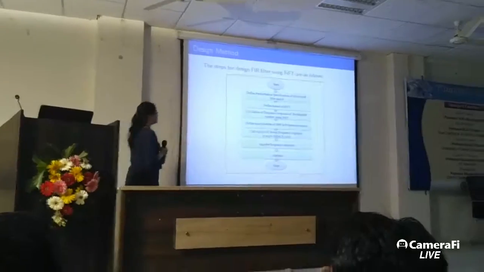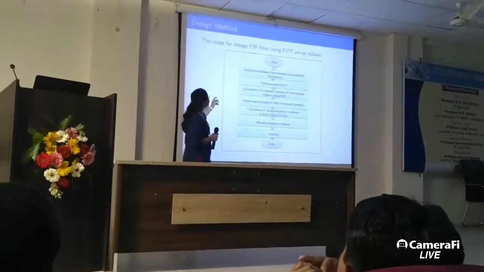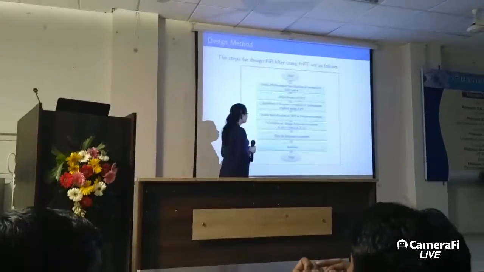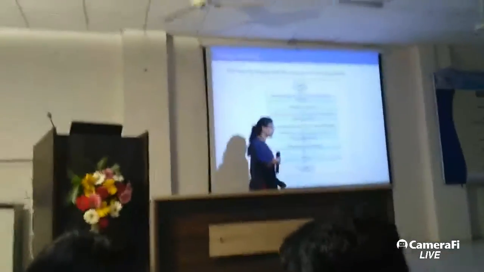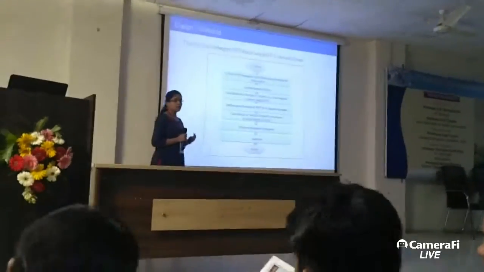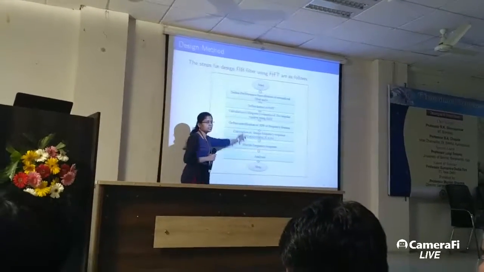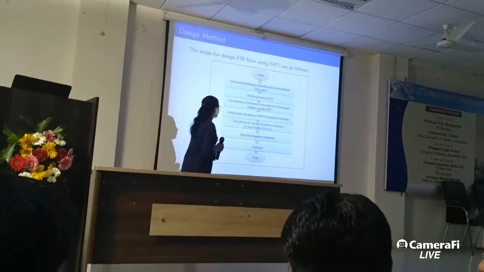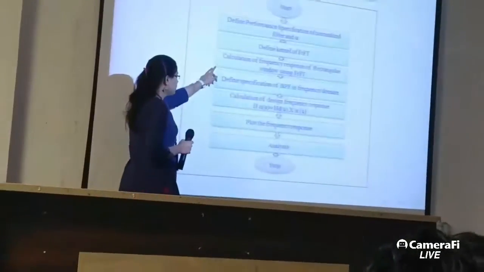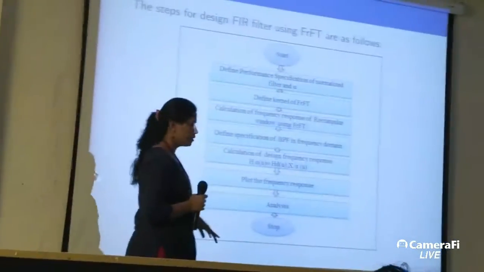So this is the method to design my system, that is the steps to design an FIR filter using fractional Fourier transform. First we have to define the performance specification for the normalized filter and a value for alpha. Then we have to define the kernel for fractional Fourier transform. Once we get these two, we calculate the frequency response for a rectangular window with the help of fractional Fourier transform. After calculating this, we have to define the specification for the bandpass filter in the frequency domain.